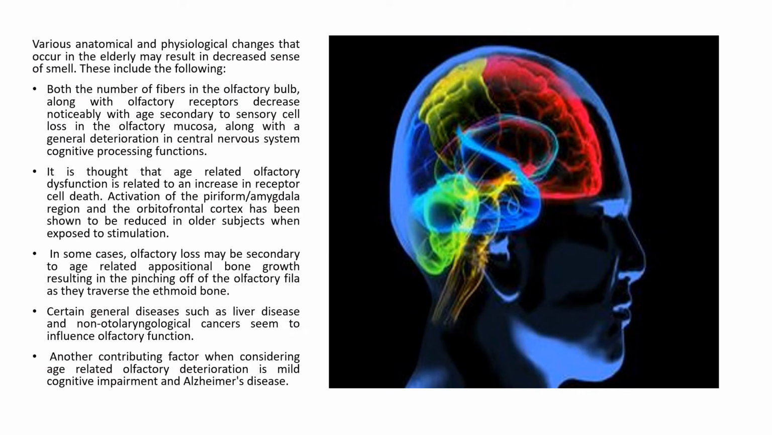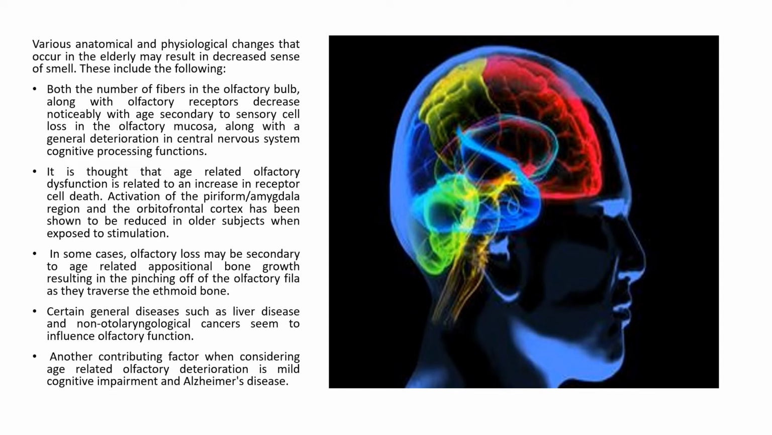Various anatomical and physiological changes that occur in the elderly may result in decreased sense of smell. These include the following. Both the number of fibers in the olfactory bulb, along with olfactory receptors, decrease noticeably with age secondary to sensory cell loss in the olfactory mucosa, along with a general deterioration in central nervous system cognitive processing functions. It is thought that age-related olfactory dysfunction is related to an increase in receptor cell death.